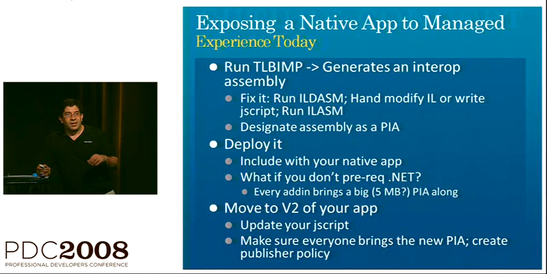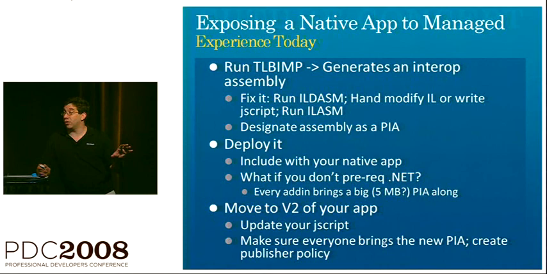Now, not only do you have to change it, but you're probably going to recompile this code again later, so you probably don't want to be doing that by hand. You probably want to automate that process. You're going to write some JScript to automate what you just did by hand, then you're going to run ILASM to make it all back, and then you're going to have to designate some assembly as a PIA. So this is actually not a particularly fun way to do things. And then it gets worse.